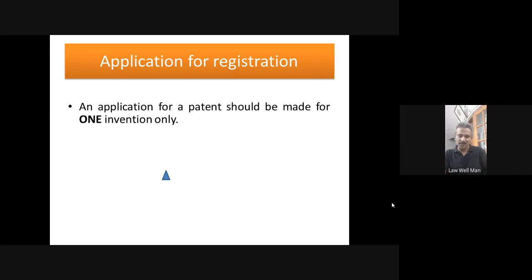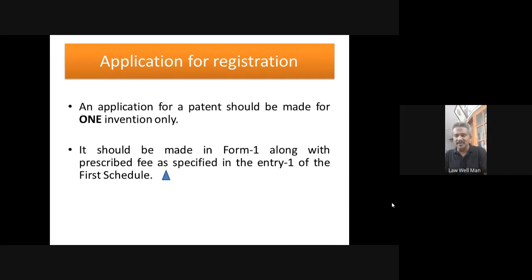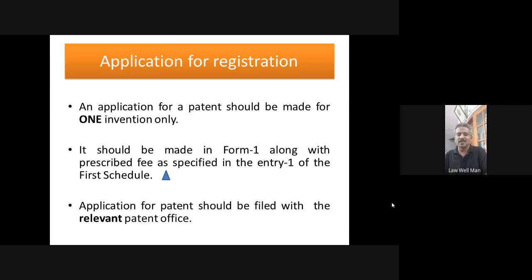discussion, I hope. It should be made in Form 1 along with the prescribed fee as specified in entry 1 of the schedule of the patent rules. We have got patent rules as well. So the patent rules have got schedules. The fee prescribed is there, and we are not going to discuss that. In that, forms are also available. Form 1 and the first schedule also may be looked at.